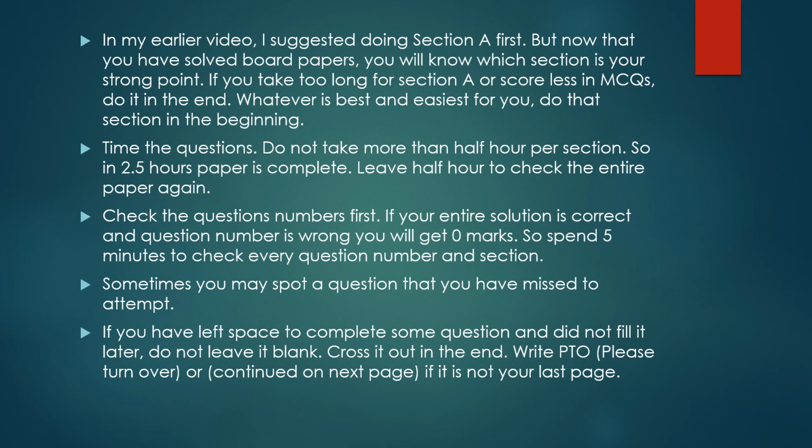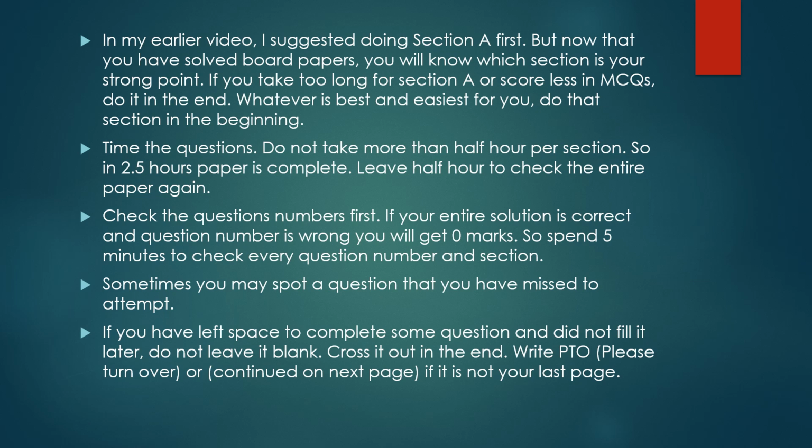If you complete all sections in half an hour, you have half an hour at the end to complete the remaining questions. But when you have completed and you have half an hour, the first 5 minutes should be spent checking all the question numbers. Because even if your answers are right, if you got the question number wrong or the section wrong, or you didn't write the question number, you get 0 marks. And that's the worst thing that can happen. So please spend 5 minutes. This is very important, to check all the question numbers.